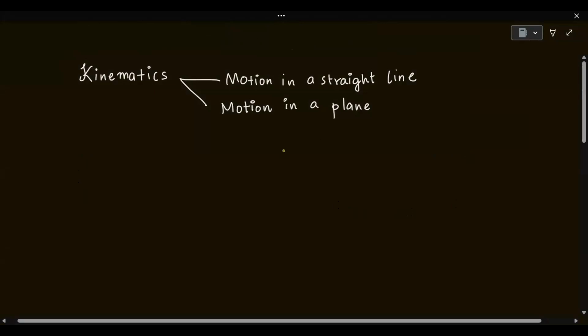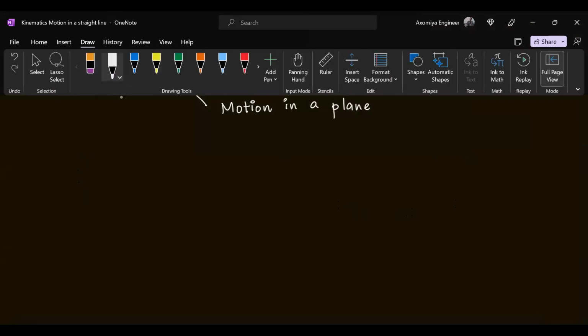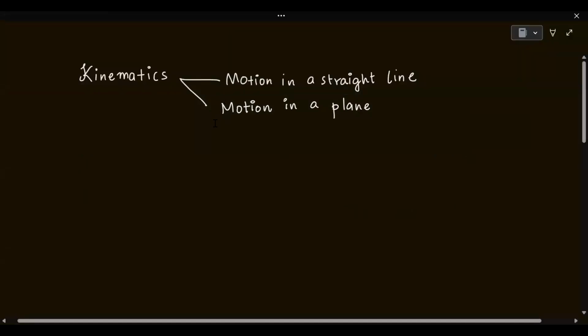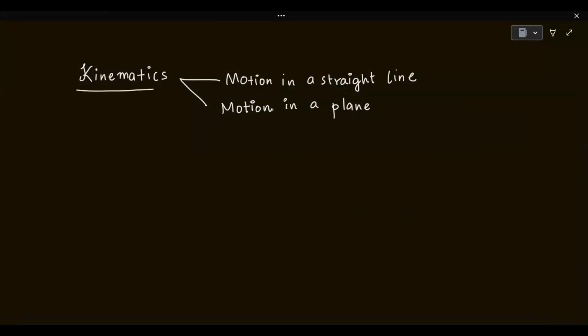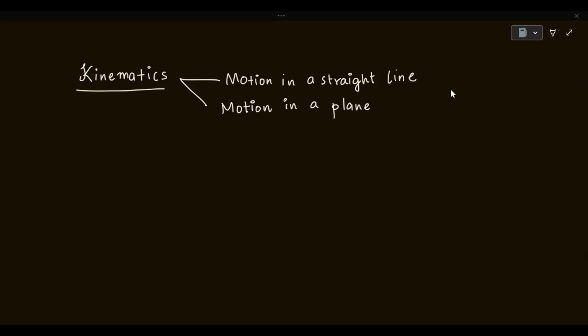Also, whenever I use yellow color, please ask me not to, because yellow will not be visible in the notes. So, kinematics: motion in a straight line and motion in a plane. Let's quickly explain what kinematics is. Anyone knows what kinematics stands for? Like what does it mean? Do you want me to call names? Arnav, can you tell me what does kinematics mean?